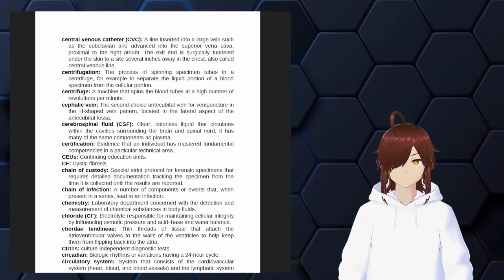Competence: evidence that an individual has mastered a particular technical area. Continuing education units, CEU. CF, cystic fibrosis. Chain of custody: a strict protocol for forensic specimens that requires detailed documentation tracking the specimen from the time it is collected until the results are reported.